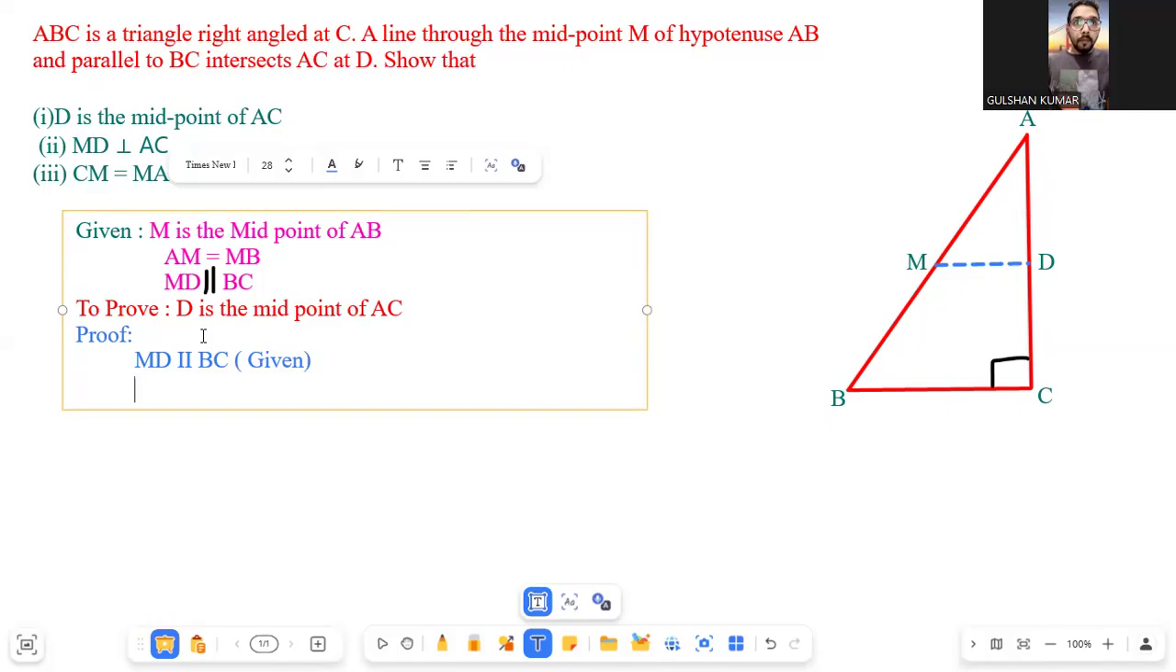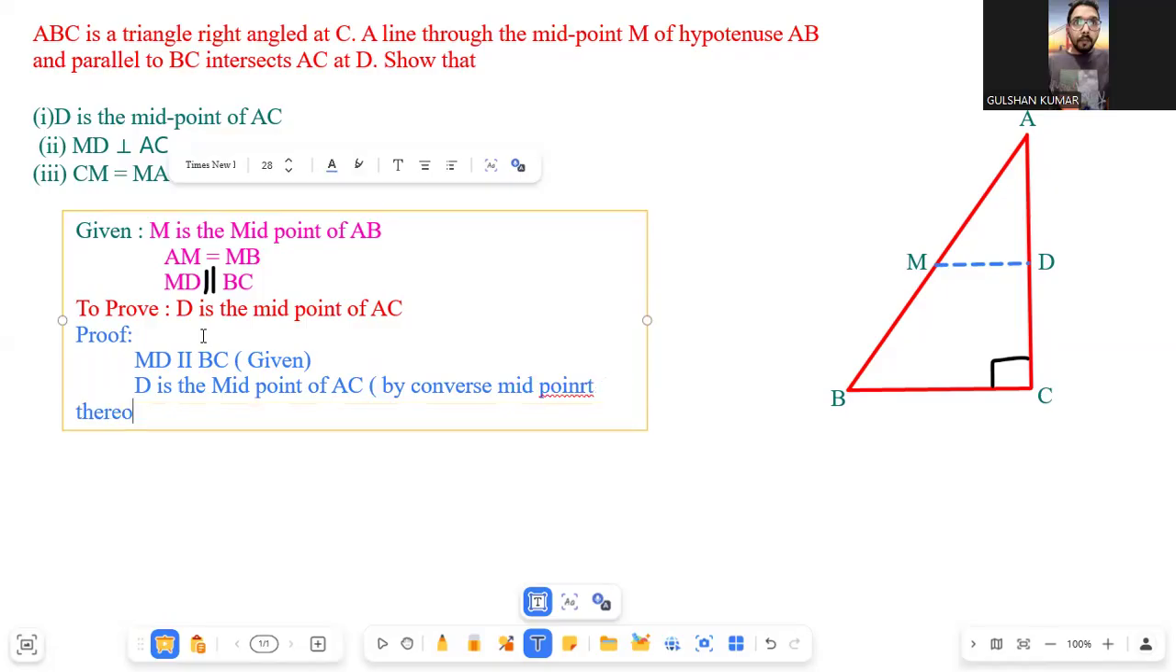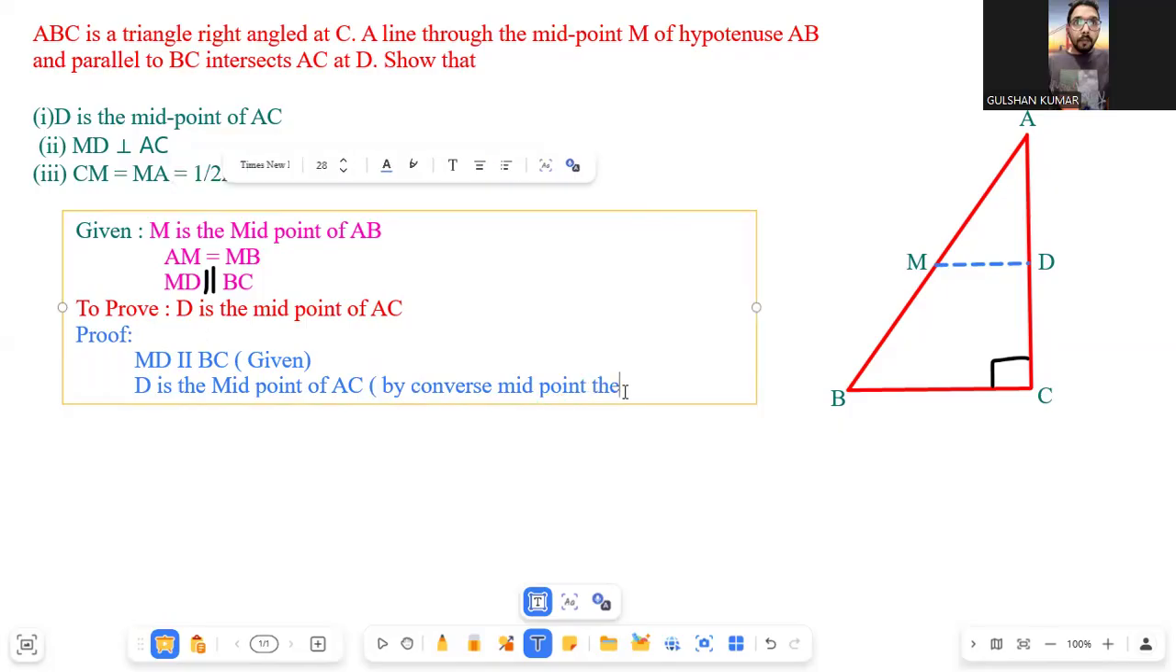Then D is the midpoint of AC by the converse of the midpoint theorem.